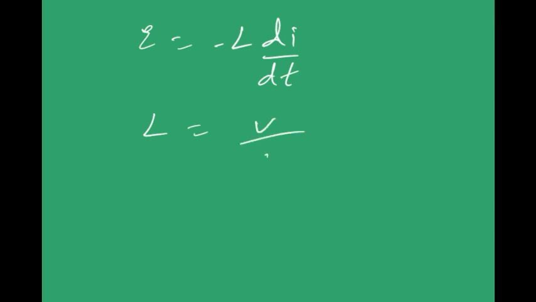The unit of inductance is Henry. I'll explain. dI by dt, right? So what can the units of L be? E is volts, and here you have change in current, amperes, by change in time. So volts per ampere per second.